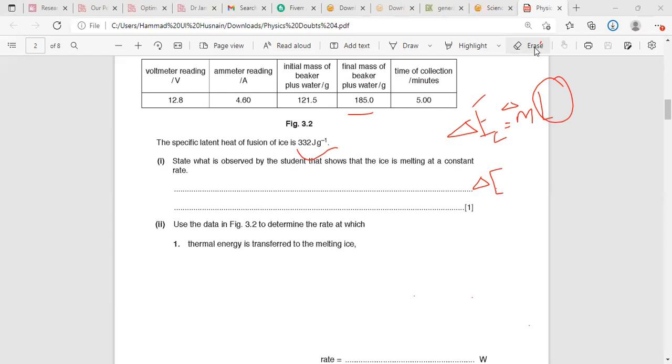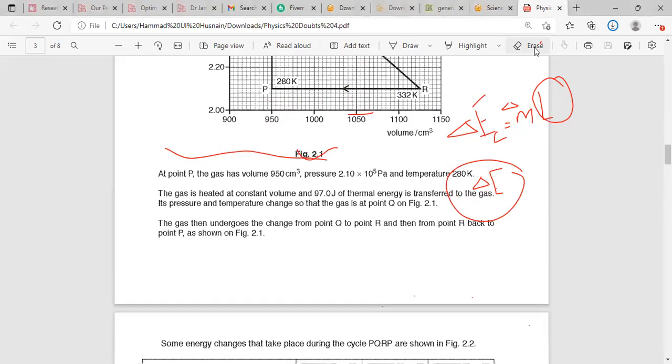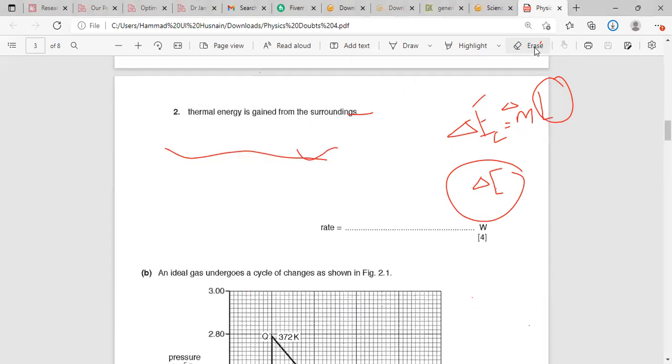So where did you get the value of 332 from? It's given, the specific latent heat. It is given in this question, right? So this is how we can find delta E in this case. You got it, Raini? Yes, sir.